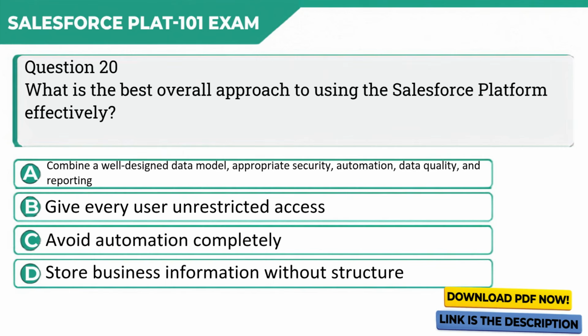Question 20. What is the best overall approach to using the Salesforce platform effectively? A. Combine a well-designed data model, appropriate security, automation, data quality, and reporting. B. Give every user unrestricted access. C. Avoid automation completely. D. Store business information without structure.